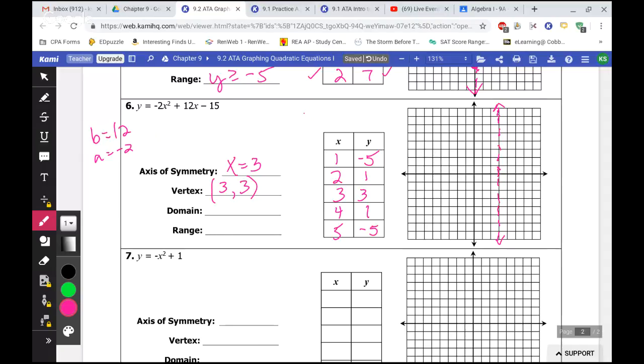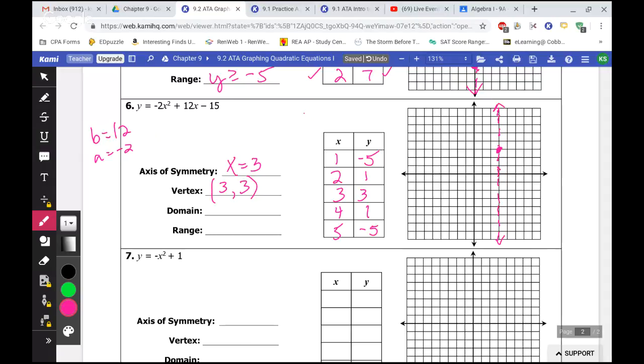All right. And then we have a vertex of 3, 3, so 1, 2, 3, up 3. So it's going to be right there. I'm going to look back over at my equation. Is this going to be a smiley face or a frowny face parabola? Frowny face. All right. I like to bear that in mind before I plot the rest of my points to make sure I'm going in the right direction.